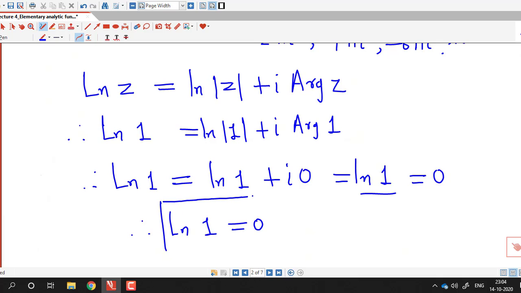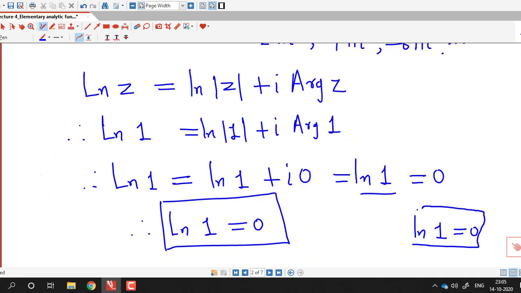So this matches with the real logarithm. We know that the value of the logarithm of 1 as a real number is 0. So this matches with the principal value of the logarithm.